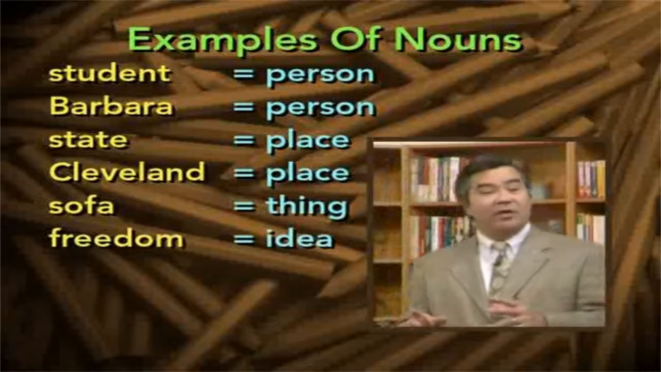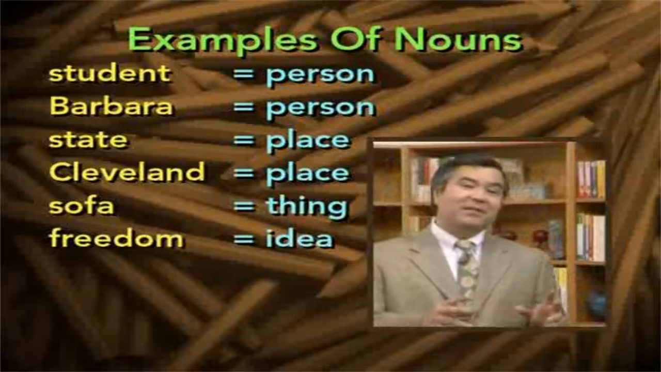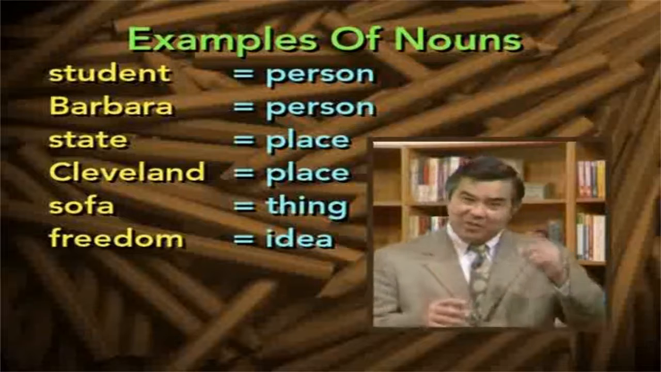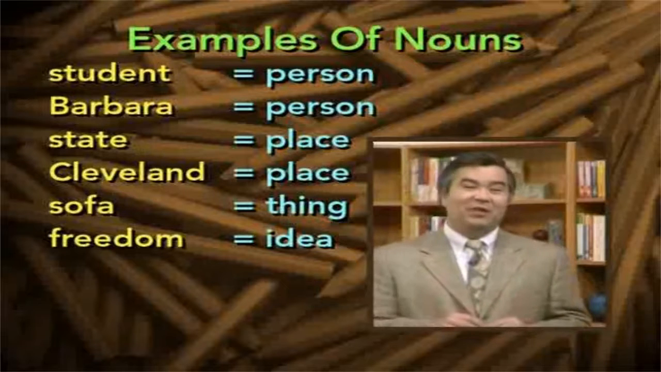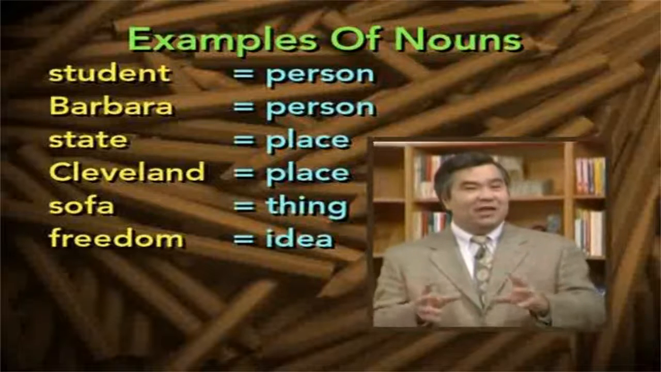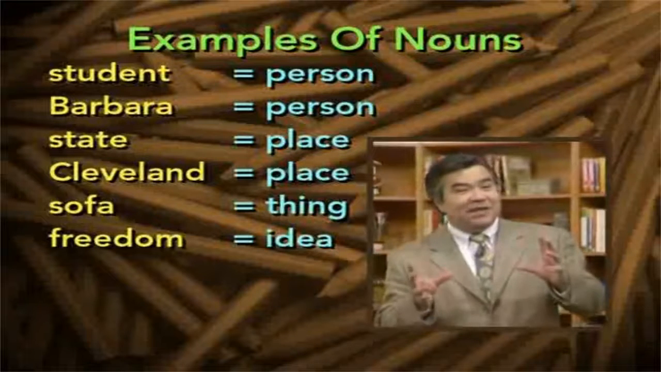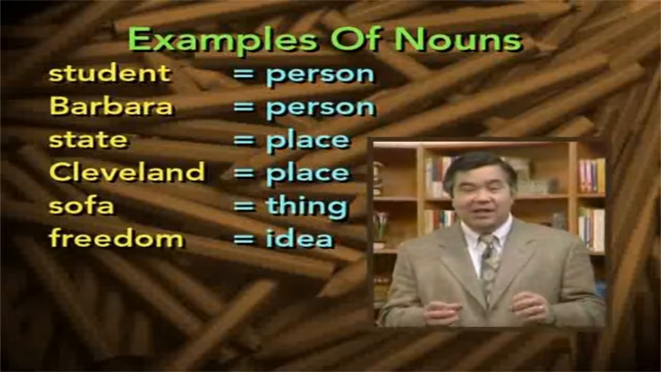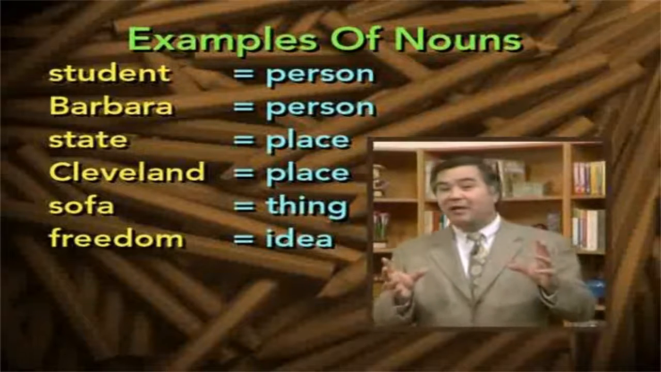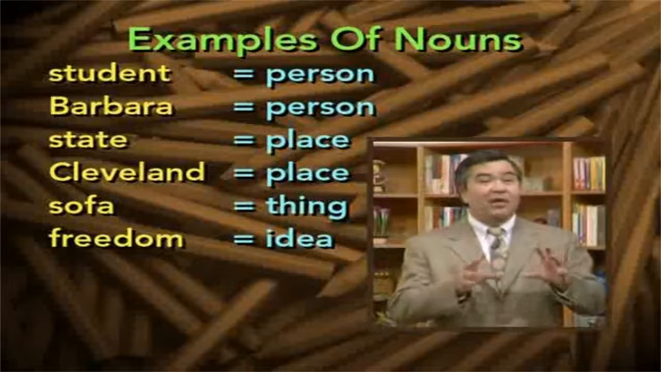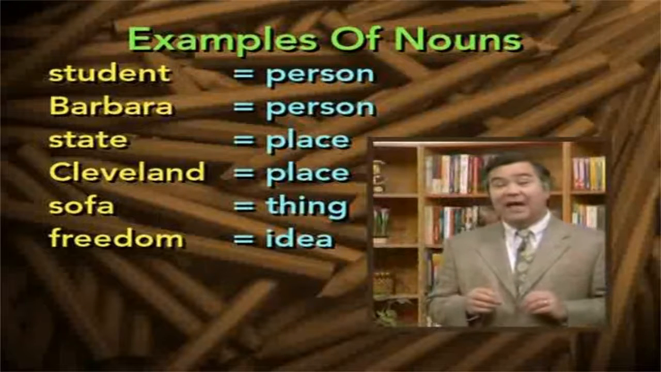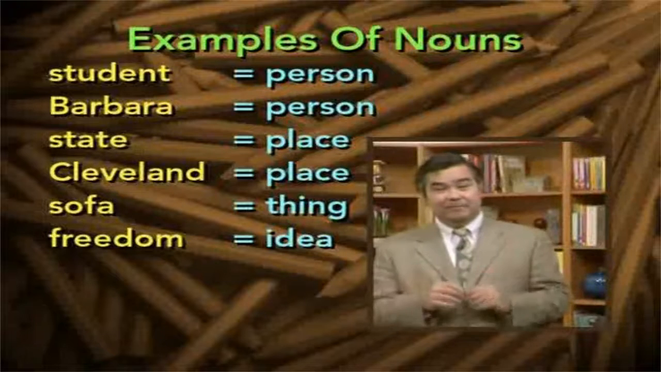Sofa and freedom are both nouns, but notice that one of them names something that you can lay your hands on, something that you can see, something that you can perceive with your senses. That's sofa. Freedom, however, names something that's much more difficult to grasp. It's not something you can see with your eyes or touch with your hands. Freedom is an idea. It's an important concept that many people think about a lot, but it's not something you can point to or perceive with your senses. And that's another example of a kind of noun, a noun that names an idea.